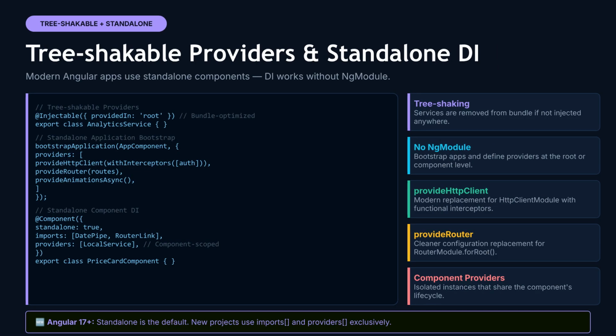method. Modern Angular apps use standalone components without NgModules. Tree-shakeable providers, enabled by providedIn root, remove unused services from the bundle. Angular 17+ defaults to standalone architecture, simplifying bootstrapping with modern functions like provideHttpClient and provideRouter.